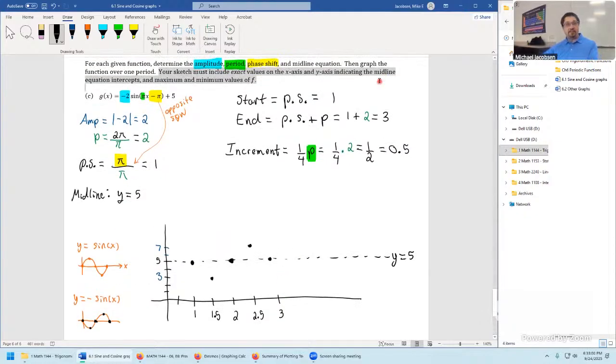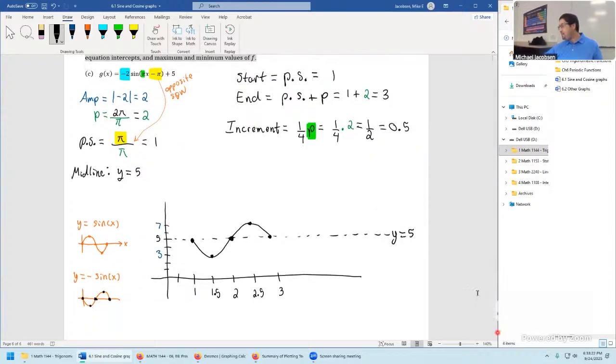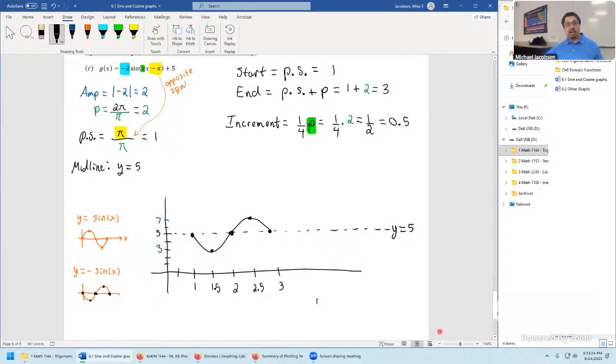Notice this problem had different wording. It said midline equation intercepts, and that's because there are no x-intercepts on this curve. If we go to plot this one out, it would look like this. So that's finally -2 sine(pi x minus pi) plus 5. Takes a mouthful to say, but it takes even more work to plot.